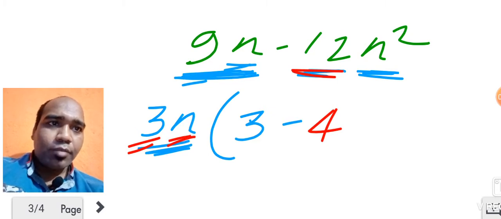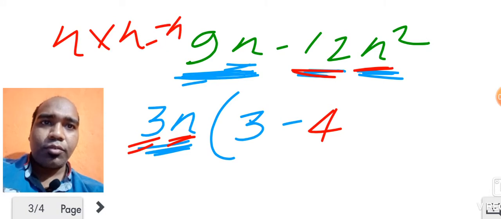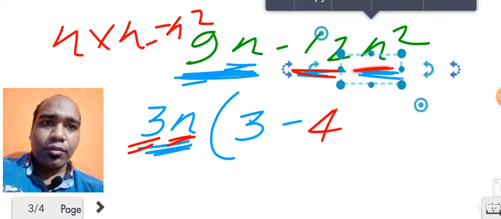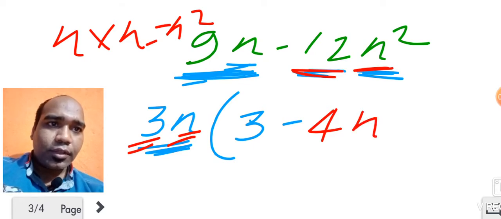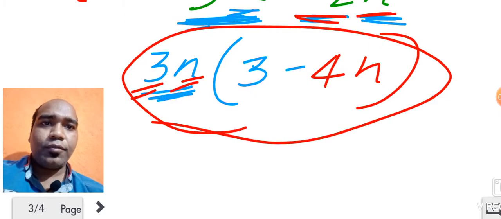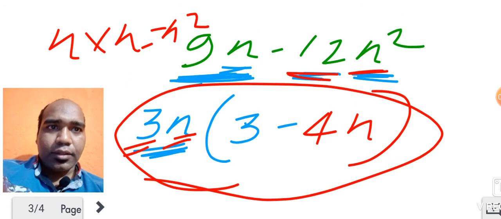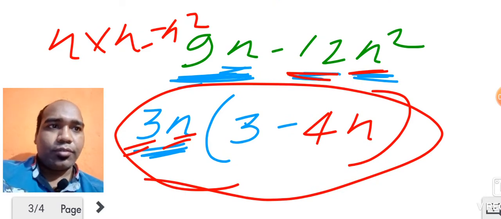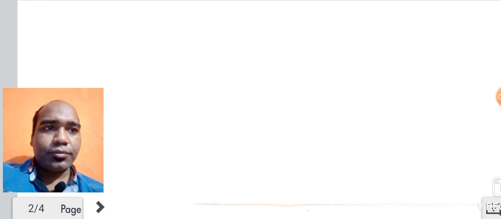In n how much will multiply to get n square? n into n only we get n square. So this n already we have taken here, so only one n is left, so this n will write here. Okay. So this is the factorization of 9n minus 12n square. Okay. Come to the other question.